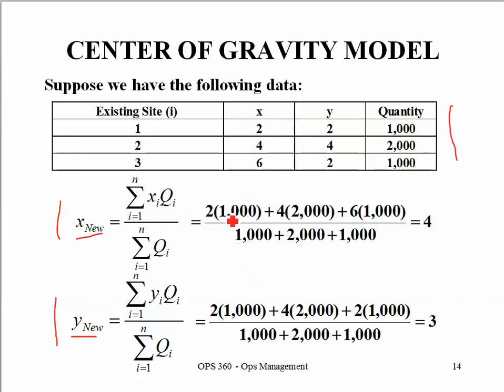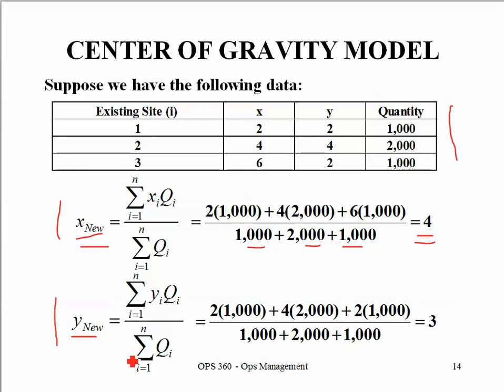So if I take a look here, what I've got in the numerator to find x new is simply 2 times 1,000 plus 4 times 2,000 plus 6 times 1,000. That's in the numerator. In the denominator, I just add up the total quantity being shipped between my proposed new site and all the existing sites, 1,000 plus 2,000 plus 1,000. So I do the math there, and I end up with a nice round number of 4. So it looks like I want to put my new facility 400 miles to the east of the reference point, basically about as far east as existing site number 2.